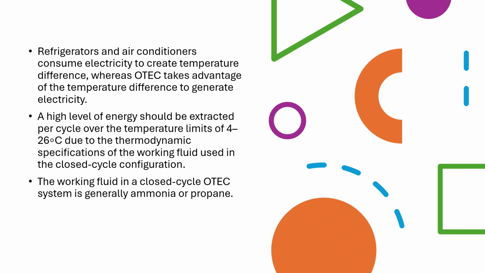Of course, refrigerators and air conditioners consume electricity to create the temperature difference, whereas this OTEC takes advantage of the already available temperature difference in the seawater to generate electricity. So a high level of energy should be extracted per cycle over temperature limits of 4 to 26 degrees Celsius, due to the thermodynamic specifications of the working fluid used in the closed loop configuration. The working fluid in the closed cycle OTEC system is generally ammonia or propane.